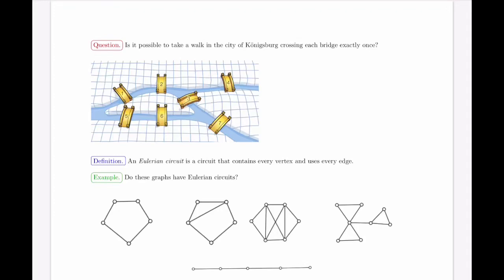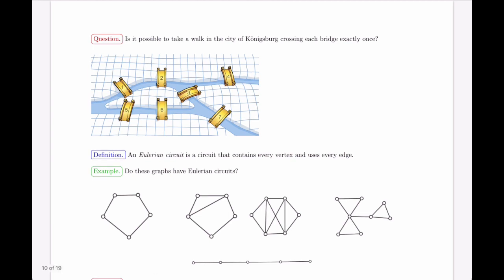Today we're going to talk about various notions of connectivity in graphs, and we're going to come up with several concepts that are different, yet in some ways very related to each other. So we're going to start with the oldest problem, and that is the problem of the bridges of Koenigsberg.